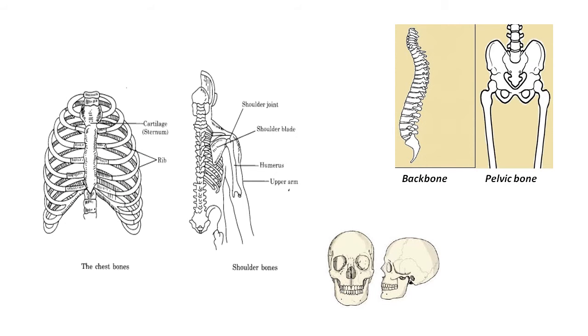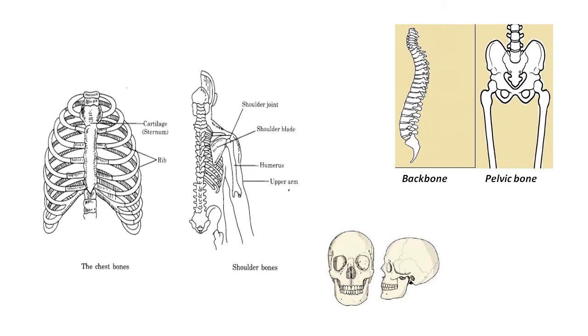Now, you can see different kinds of bones of our body. If you take a deep breath and hold it, what do you feel? You feel your chest bones and the backbone. You can feel it, right? So you can count the number of ribs.